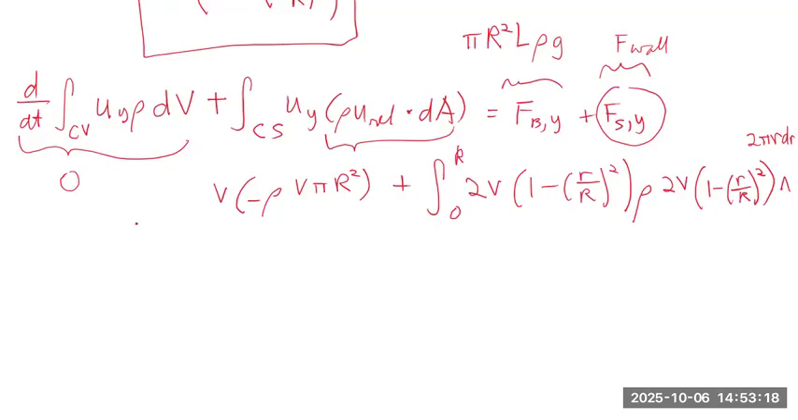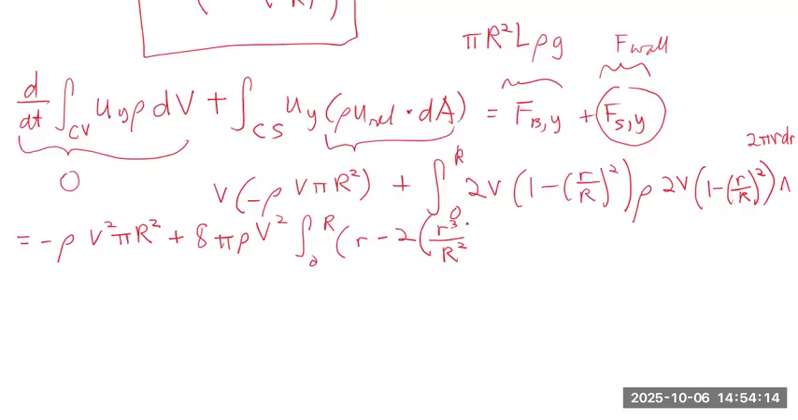So, okay, this whole equation is equal to negative rho v squared pi r squared plus, so we have 2 times 2 times 2 is 8, and then we have pi, rho, v squared, and we integrate from 0 to r of, I believe, r minus 2 times r cubed over r squared plus r to the fifth over r to the fourth dr.